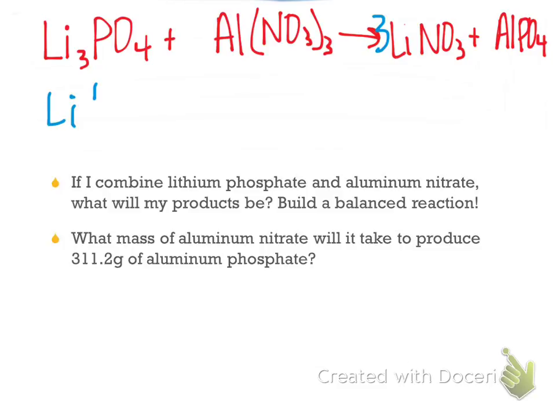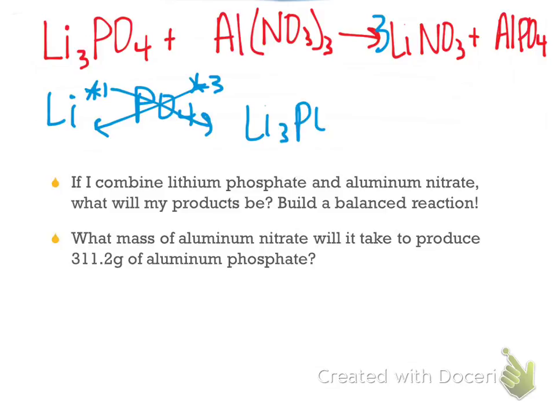Okay, so lithium is a +1. Phosphate is PO4 -3. Okay, so if we think about it in terms of making it a neutral compound, I need 3 lithiums to balance out that phosphate. Or if you think about crossing them down, it would leave me like this, Li3PO4. Okay, does that make sense? Which way makes more sense to you, thinking about it making it neutral or crossing them down? Okay, all right, then that's fine. Lose the charges and then crisscross. Okay?